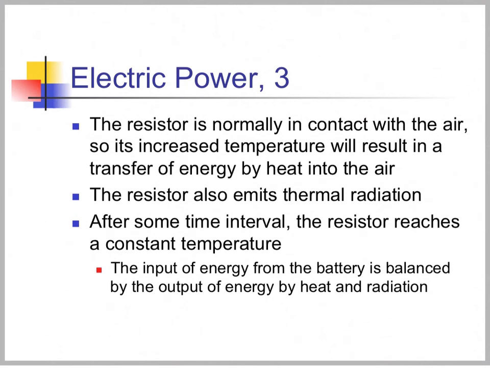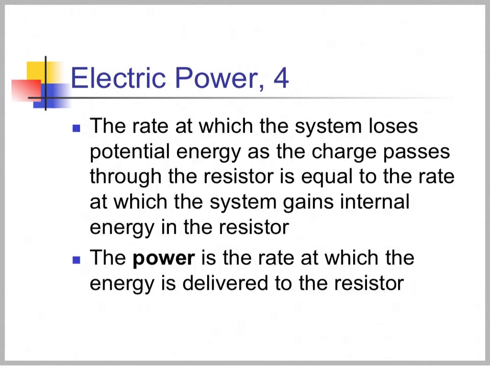The resistor is normally in contact with air, so its increased temperature results in a transfer of energy by heat into the air. It also emits thermal radiation. And after some time interval, the resistor is going to reach a constant temperature, where the input of energy from the battery is balanced by the output of energy from heat and radiation. The rate at which the system loses potential energy as charge passes through the resistor is equal to the rate at which the system gains internal energy in the resistor. And the power is the rate at which energy is delivered to the resistor.